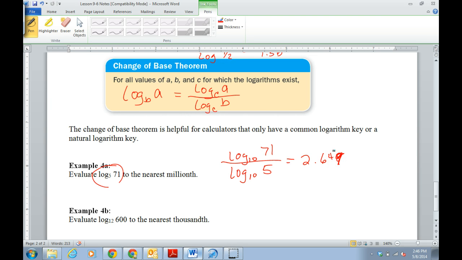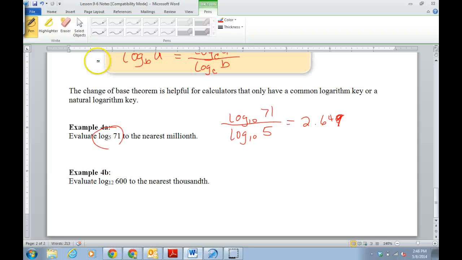Okay. So now do the same thing for example 4b and see if you can do it. Okay, so we're going to switch this to log base 10. We have log base 10. What's the top part going to be? 600. Good. The bottom is going to be 2.574. Done. Okay. Good. You guys got it. That's it. Finito.